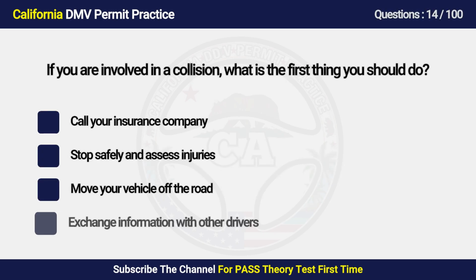Question 14. If you are involved in a collision, what is the first thing you should do? A. Call your insurance company. B. Stop safely and assess. C. Move your vehicle off the road. D. Exchange information with other drivers.